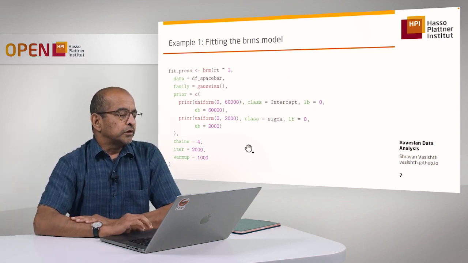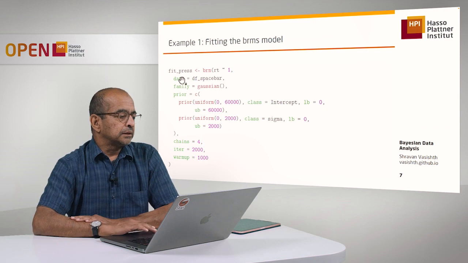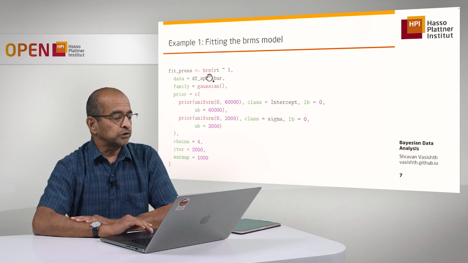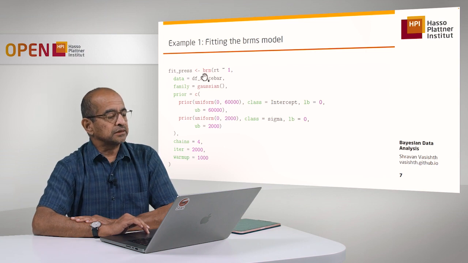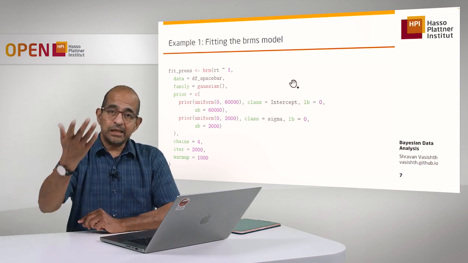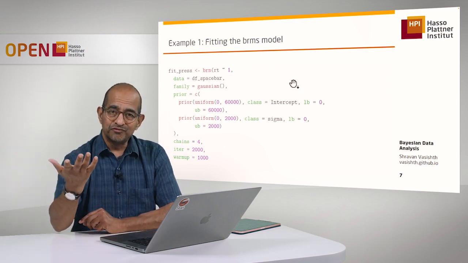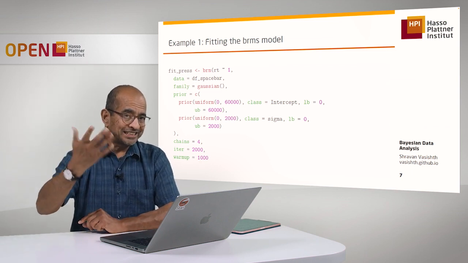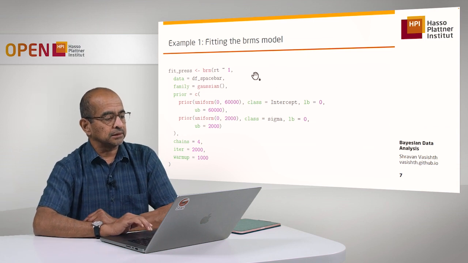The model that we are going to fit with the software package BRMS. There's a package called BRMS that you must have installed when you started this course. In that package, there's a function called brm, which has the same syntax as the lm function that I showed you earlier. The only difference is that a few more details are added in this function.